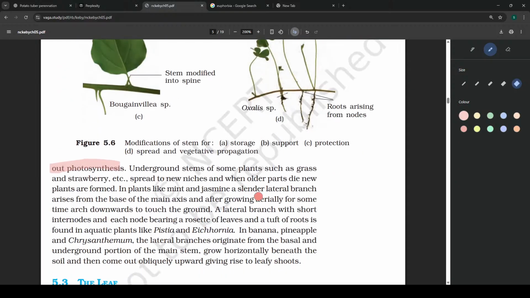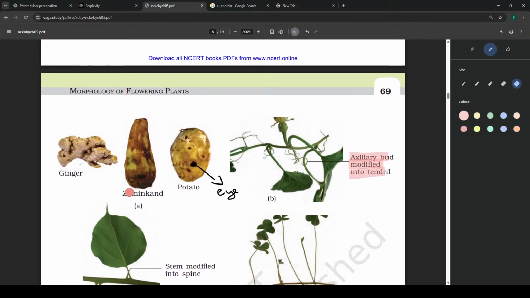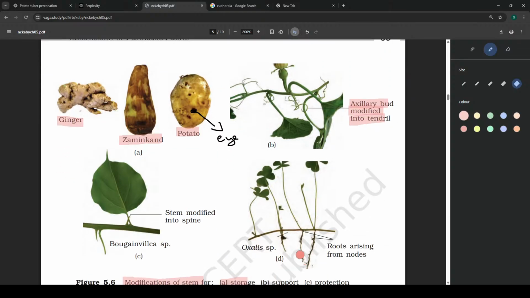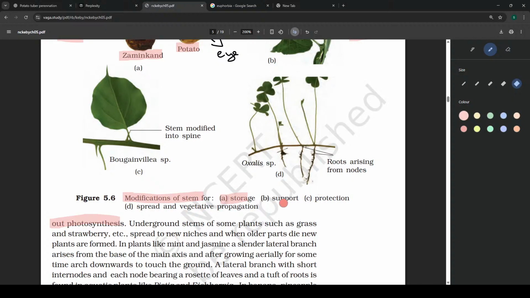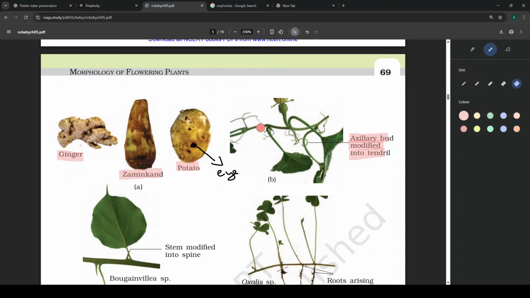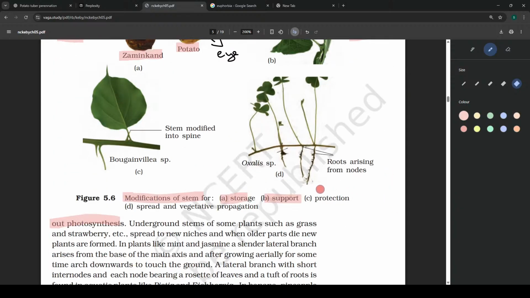There are some pictures here. Let's see the pictures. Modification of stem. A is for storage, that is in case of potato, and if we see, potatoes, amorphophallus and ginger. B, that is climbing. For support, the axillary bud gets modified into tendrils. Next, in case of C, that is citrus and bougainvillea plants, that is for protection. The stem is modified into a spine.